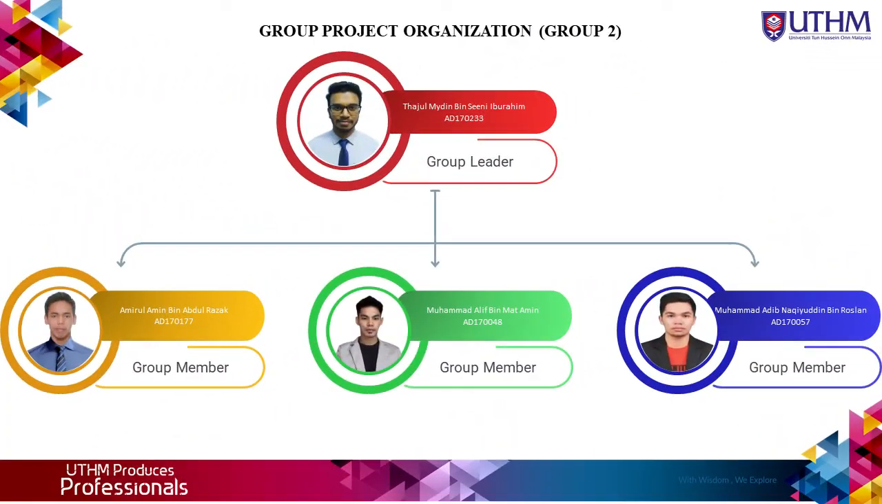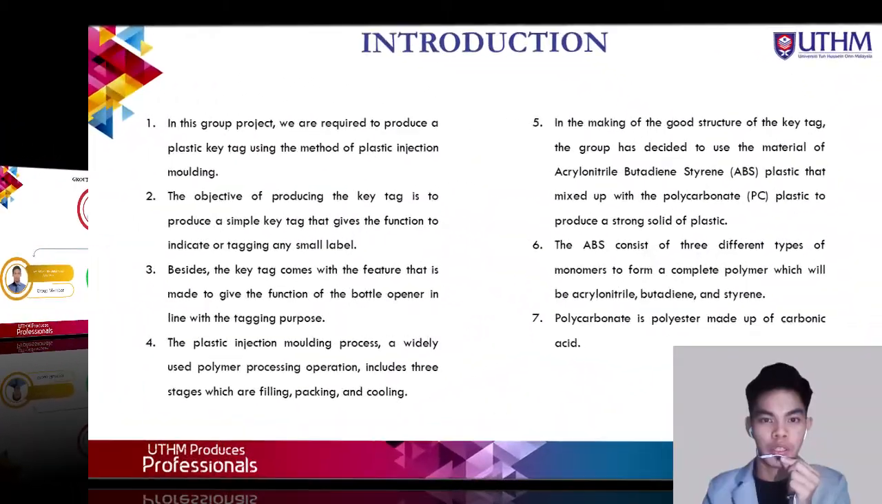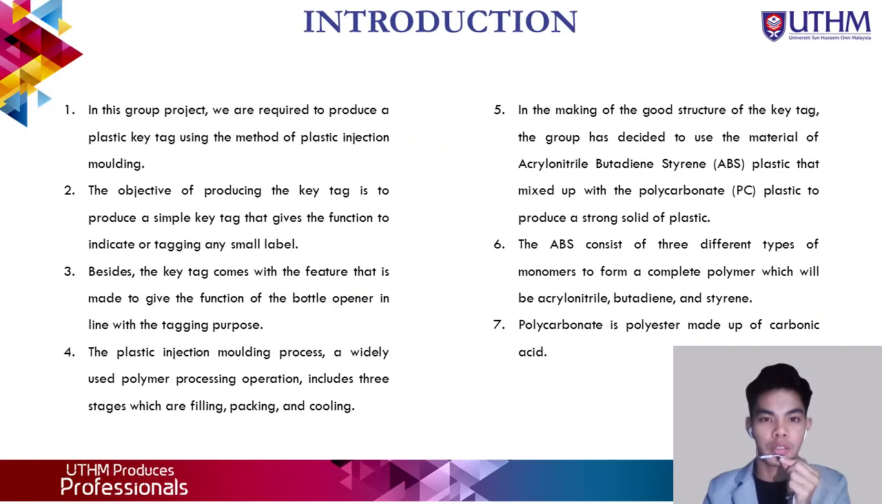As you can see here, this is the group project organization from Group 2. Today I will talk about the introduction of our group report presentation. Firstly, our group is required to produce a plastic key tag using the method of plastic injection molding. The plastic key tag is a type of tag made from plastic material, to which the key can be attached to address a small knot or indicate the identification of the key itself.